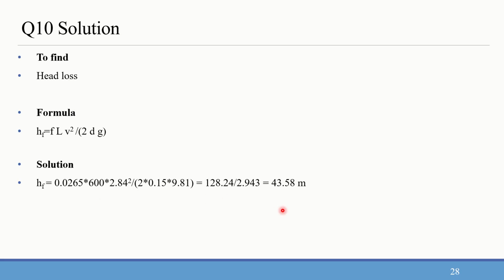So in all these, head loss is in meters. I hope that is clear. Moving on to question 11, the pressure drop across the pipe is dash kilopascals. The thing to be noted is that we are asked to give the answer in kilopascals. For that, we first have to find the pressure drop across the pipe using a formula. So first let us see what the formula is.